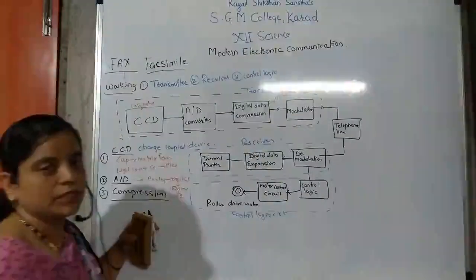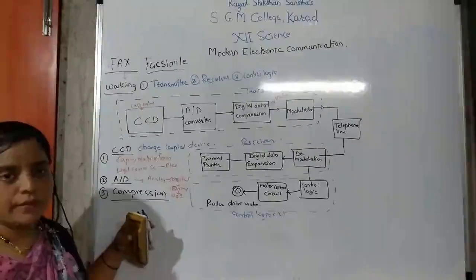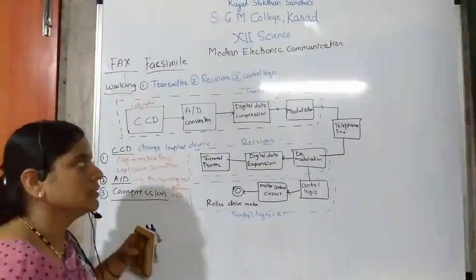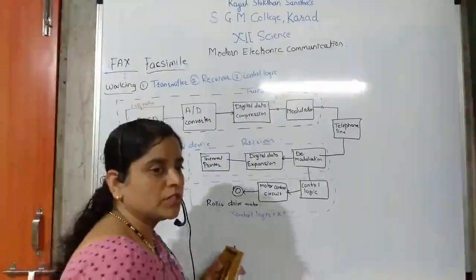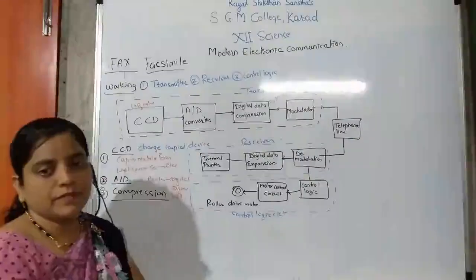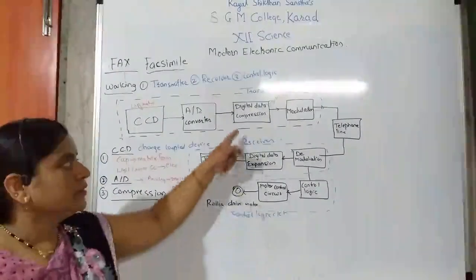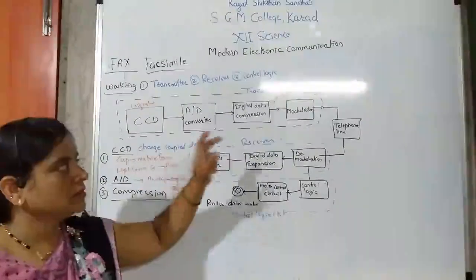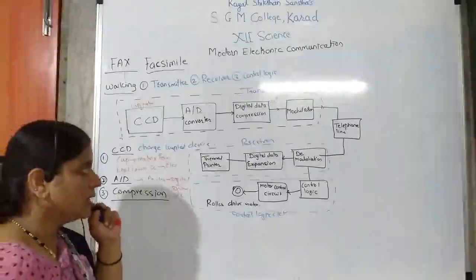Next it is given to the modulation circuit. What happened in the modulation? We have seen types of modulation: analog amplitude modulation, frequency modulation and phase modulation. Three types of modulation we have seen. So the signal is sent from data compression, using the VLSI technique, to the modulator.